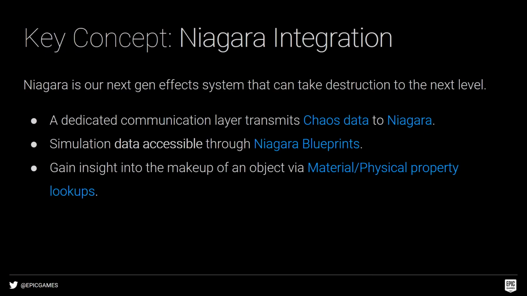Okay, then finally, I'm going to hit on Niagara integration again. Niagara, our super awesome new particle system. There's a dedicated communication layer between Niagara and Chaos. So any type of Chaos events that occur, whether it's chunks being spawned or chunks falling apart or chunks colliding with each other or any other physical surface, events are sent and accessible by Niagara. And also we have some sense of the physical and material properties of those pieces as well. So if two different materials hit and you want a specific particle reaction, Niagara can handle that.